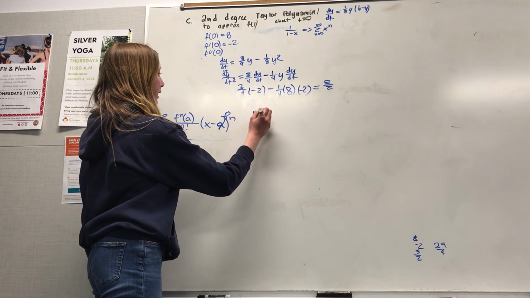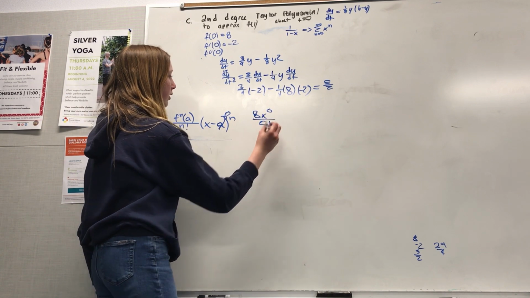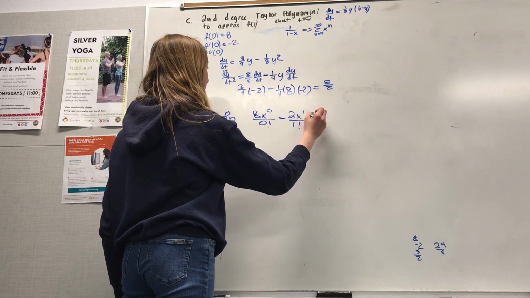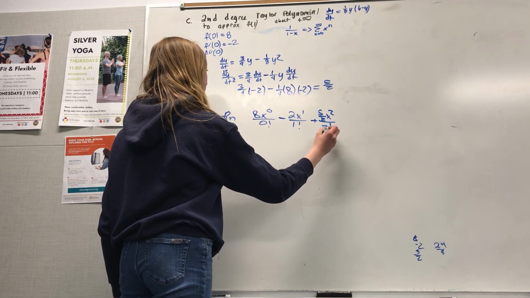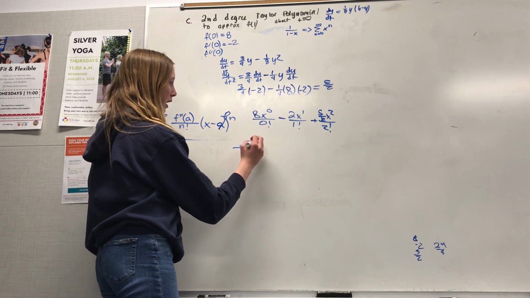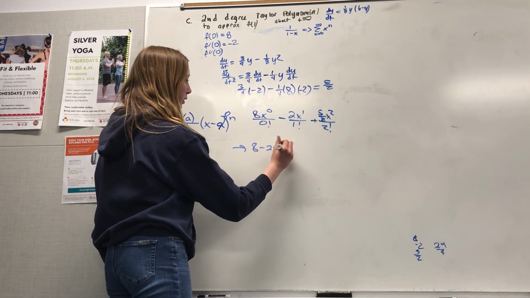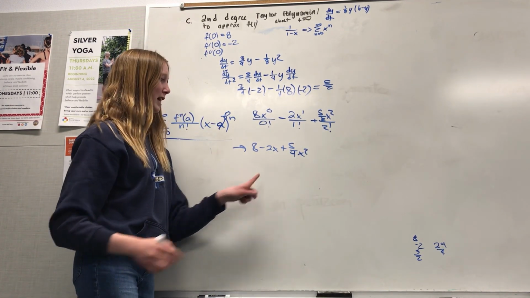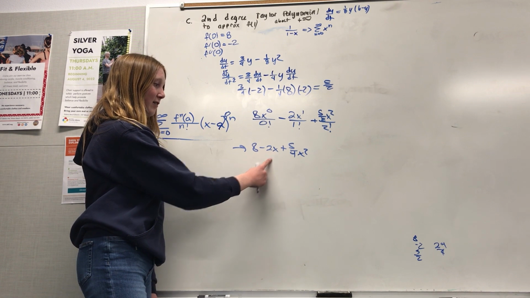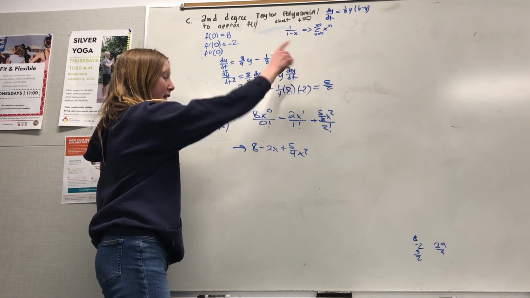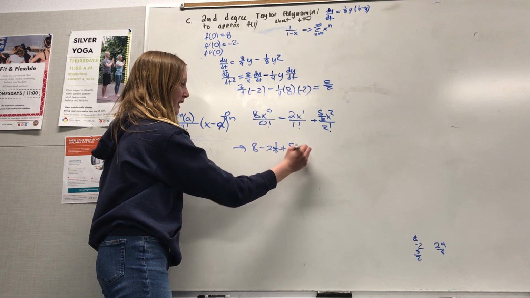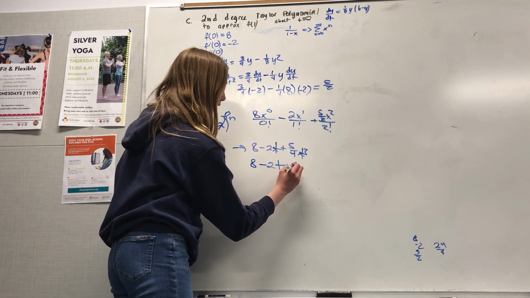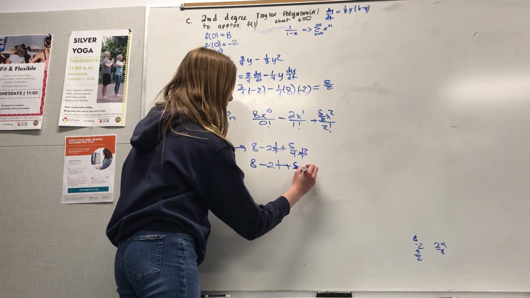So this will be 8 times x to the 0 over 0 factorial minus 2 times x to the 1 over 1 factorial plus 5/2 x squared over 2 factorial. We can clean this up a bit, and we get 8 minus 2x plus 5/4 x squared. Now, you'll see I made a mistake. I used x's instead of t's. Since the original problem had t's, we need to leave this as t. So our polynomial is 8 minus 2t plus 5/4 t squared.